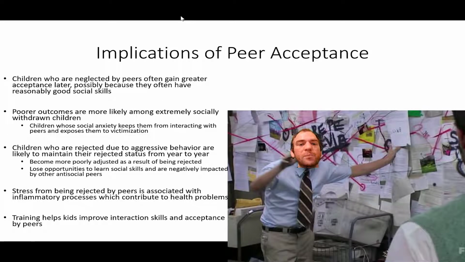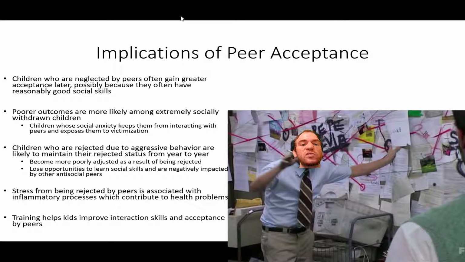And what are the implications of the social categories of peer acceptance? Children who are neglected by peers often gain greater acceptance later, possibly because they often have reasonably good social skills. Poorer outcomes are more likely among extremely socially withdrawn children, children whose social anxiety keeps them from interacting with peers and exposes them to victimization.